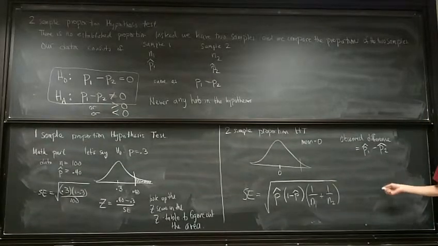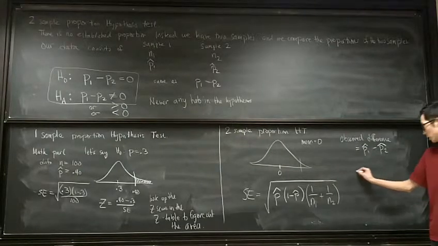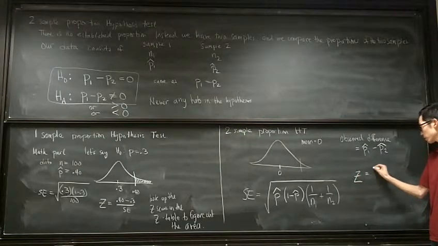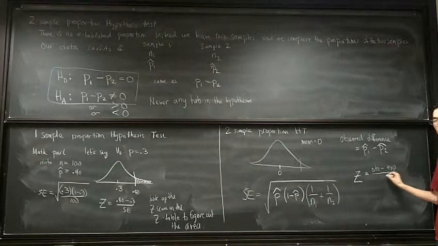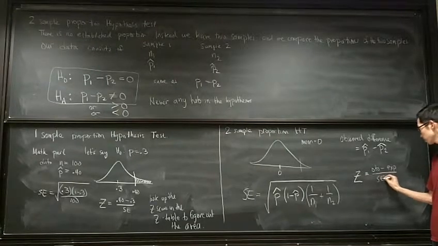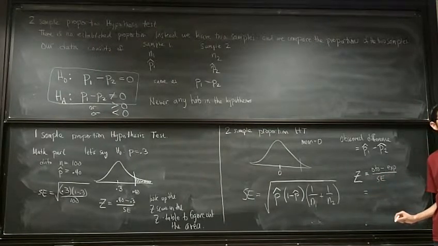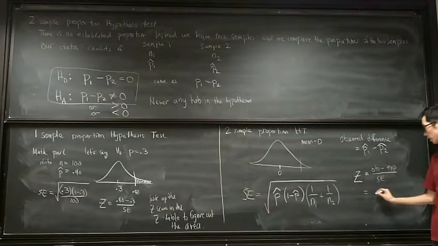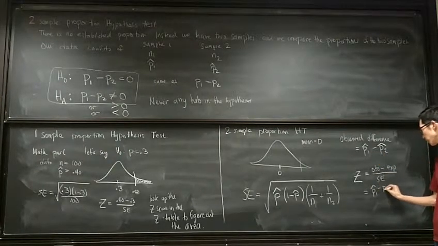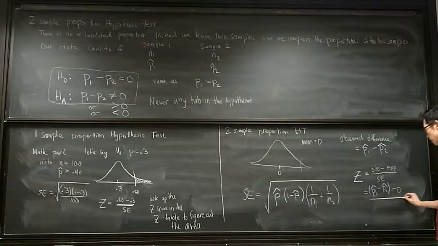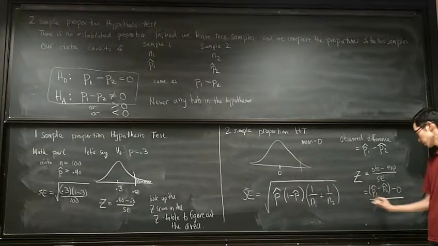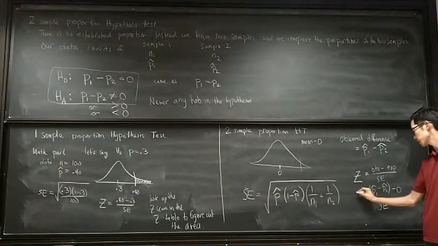Okay, so if I wanted to find a z-score, what do you think my z-score would be? My z-score is always what I observed minus what I expected divided by the standard error, right? So what did I observe? 0.02. Yeah, well, I'm going to put p1 hat minus p2 hat. Okay. And what was I expecting? A difference of 0. And my standard error is this crazy thing. So I'm going to get a z-score this way.